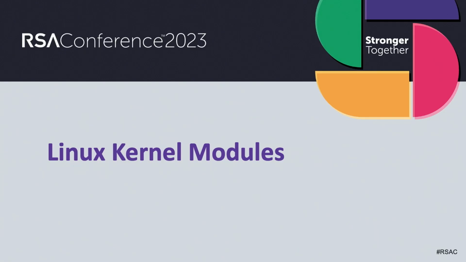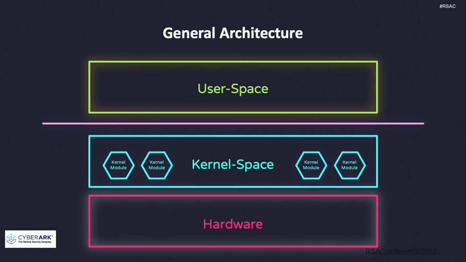Yeah, so the elephant in the room is the Linux kernel, or more specifically, Linux kernel modules. But in order to understand what Linux kernel modules are, let's first understand the general architecture of the Linux operating system. So as you might know, most operating systems are divided into two main parts, the user space and the kernel space. One of the main differences between them is that the kernel space is the actual privileged part of the operating system that can interact with the hardware.